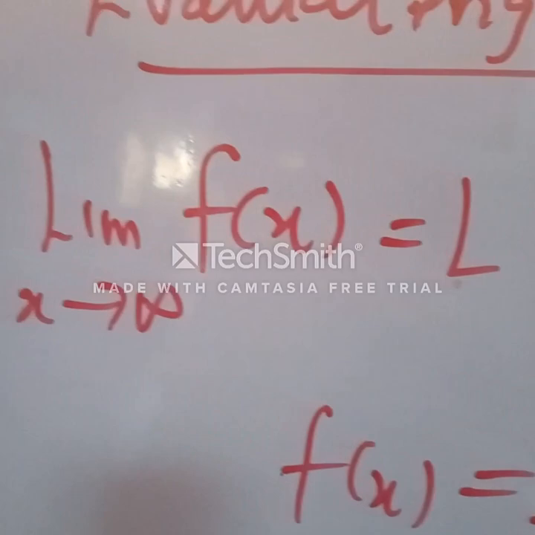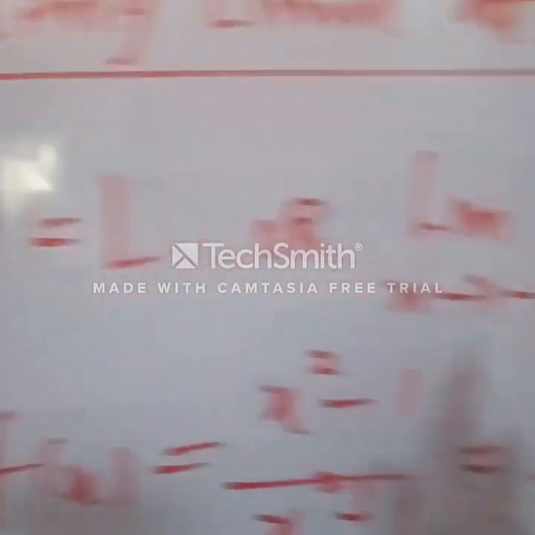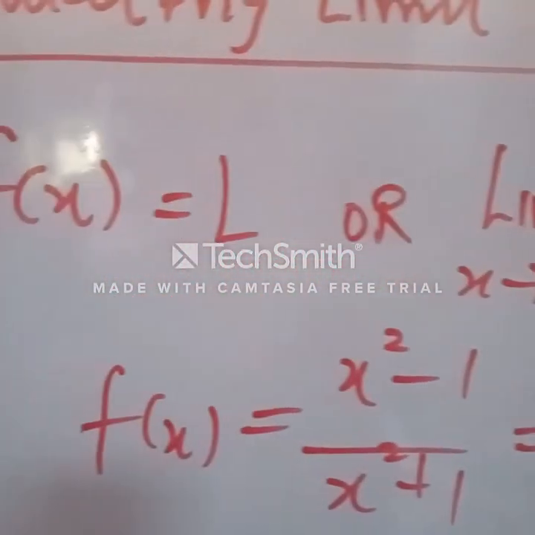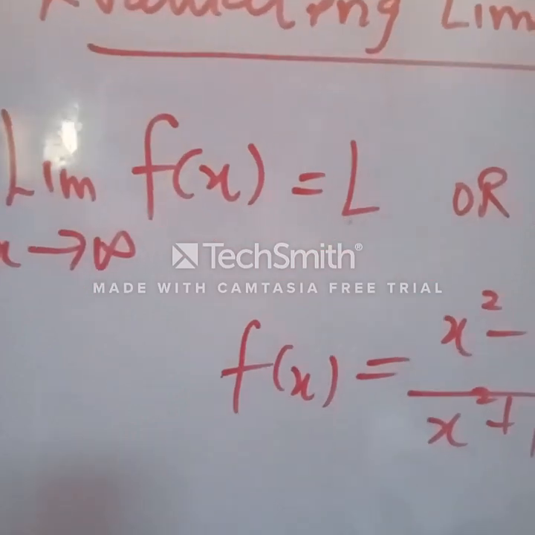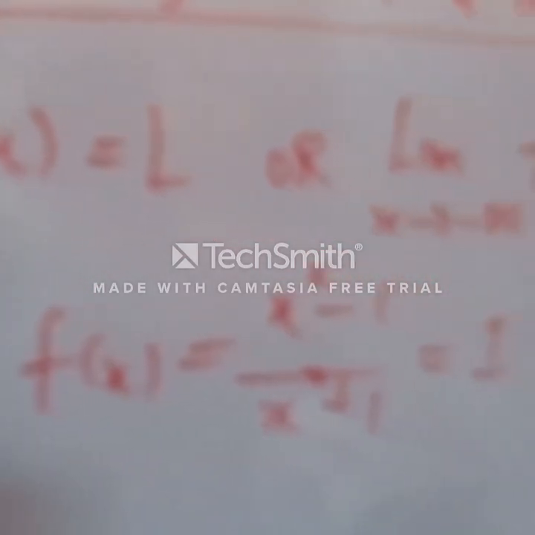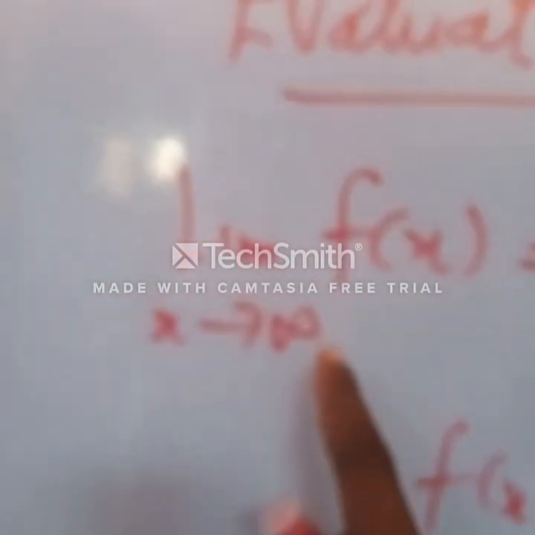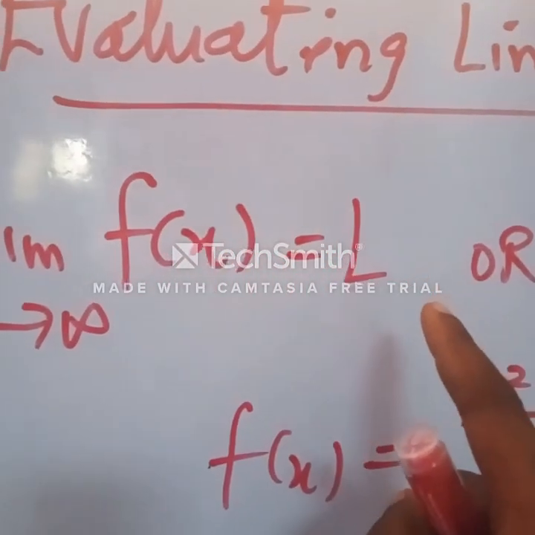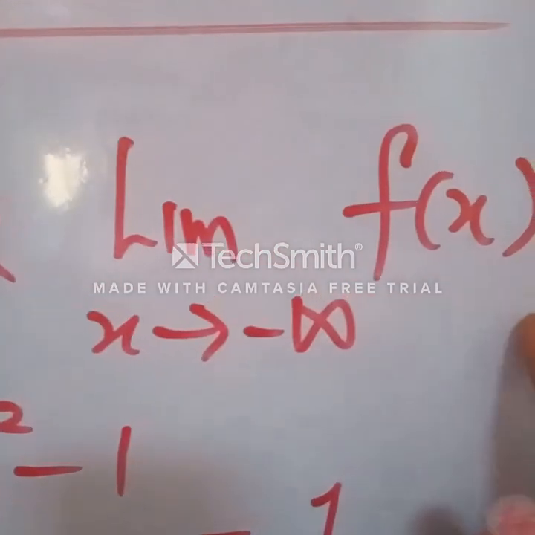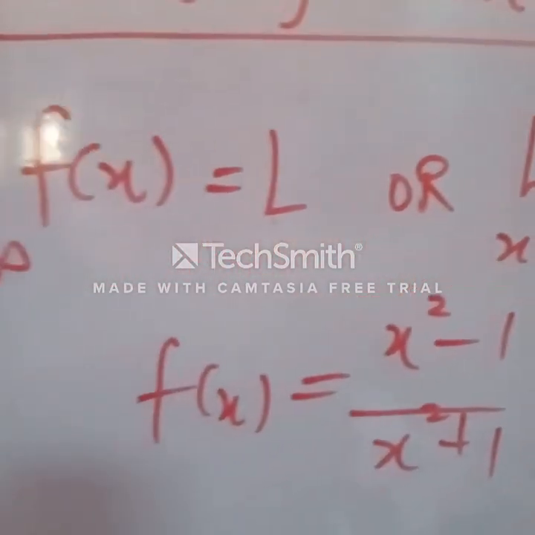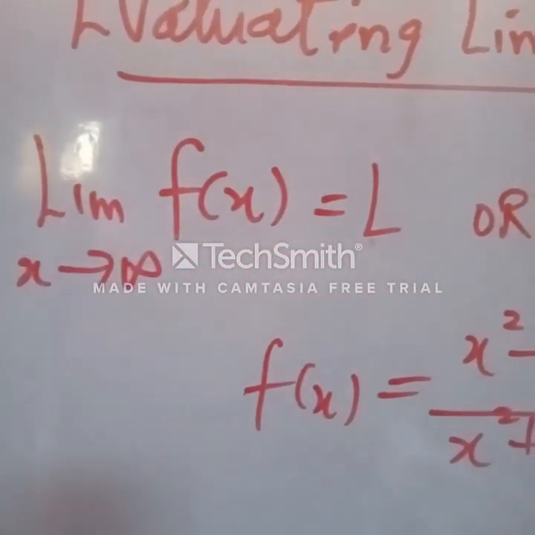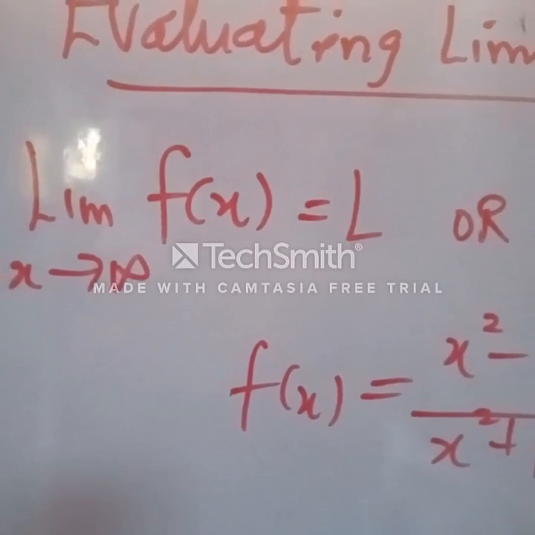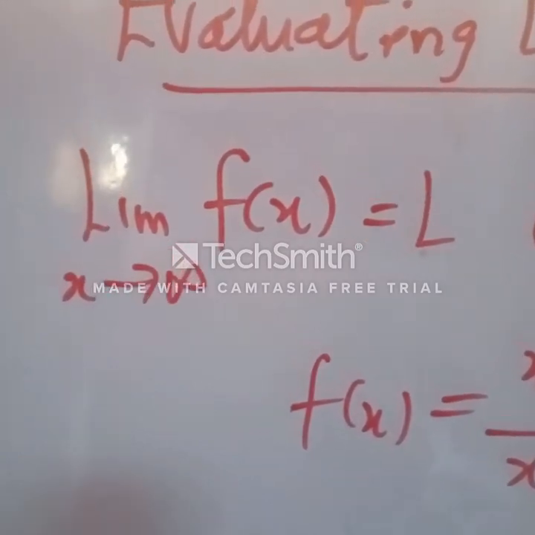So this little illustration has a specific meaning in mathematics. If this limit as x tends to positive infinity happens, or this limit as x tends to negative infinity, this is what we refer to as a horizontal asymptote. Let us give a formal definition of that.